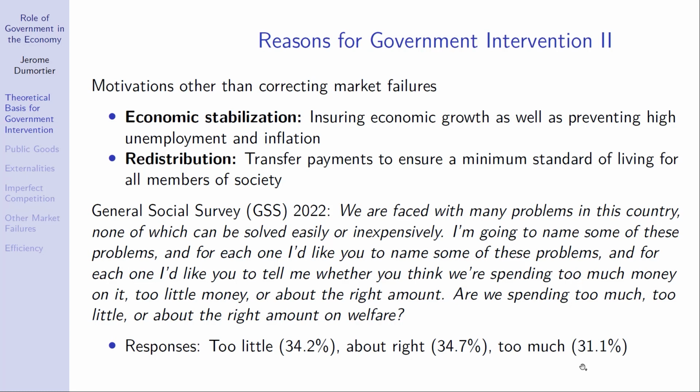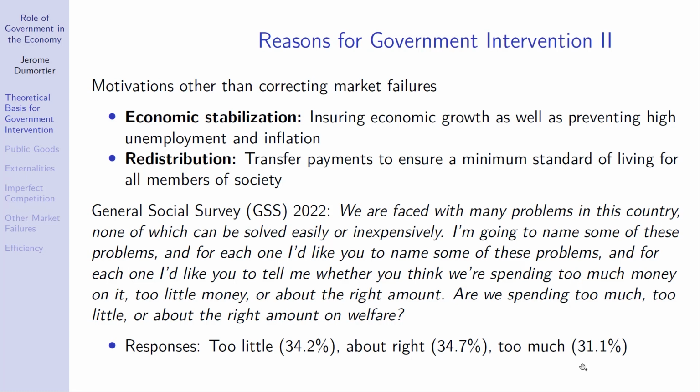There is also the aspect of redistribution, in the sense that you have transfer payments from one entity to the other, for example from firms to individuals or between individuals, to ensure a minimum standard of living for all members of society. Note that this is one aspect where normative economics comes into play, in the sense of how much transfer payment there should be.